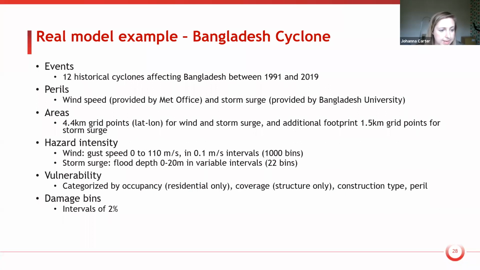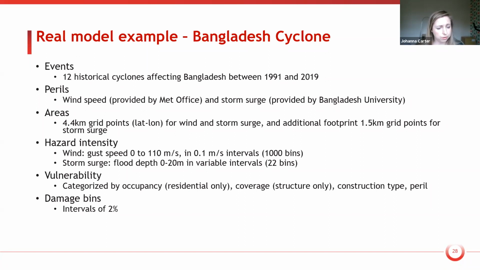The hazard intensity was gust speed for wind between 0 and 110 meters per second, broken down into 1,000 bins. And for storm surge, a flood depth of between 0 and 20 meters was considered in variable sized intervals, in total 22 bins. Vulnerability was fairly simple.